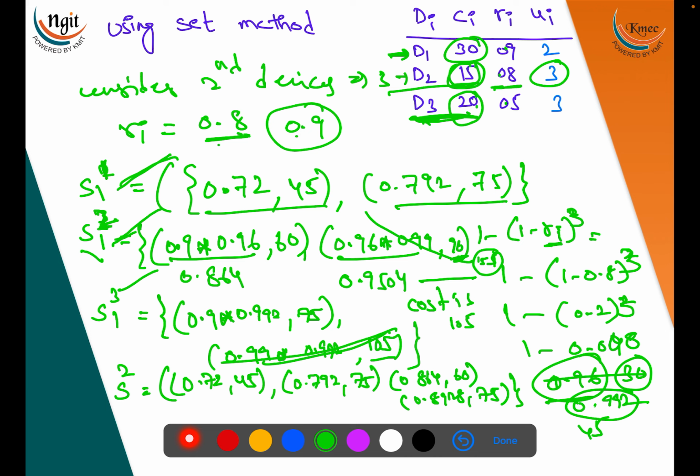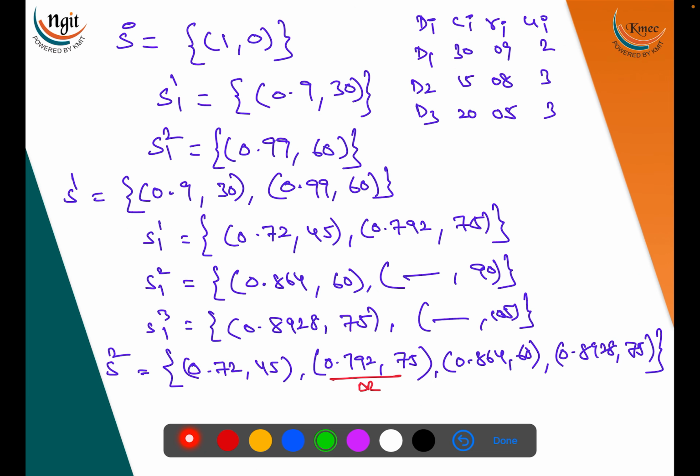The same way you have to calculate the reliability factor for S3. After you calculate even for S3, the set values are these. Now you have to focus more. When you got your S2 set, look at this. I have a look at all these pairs of reliability and cost. Reliability is 0.72, cost is 45. Now the second pair: reliability has increased, proportionally cost is also increased. Now look at this: reliability has increased but cost is decreased.